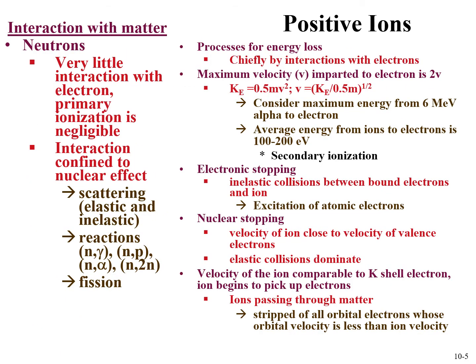Let's start discussing some of the interactions. First, we'll focus on neutrons. As non-charged particles, they have very little interaction with electrons. Primary ionization is negligible, so you don't expect neutrons to cause a lot of ionization. Their interactions are primarily nuclear effects. So they can scatter. They can have both elastic and inelastic scattering. They can also induce reactions.